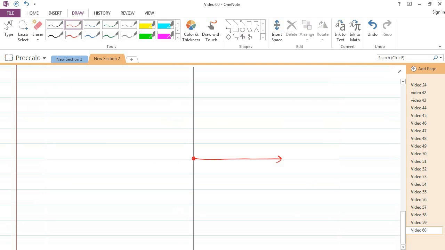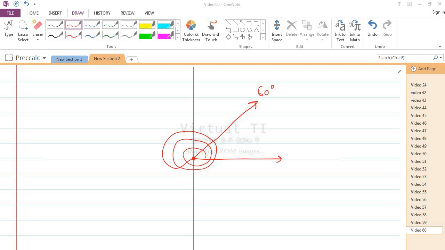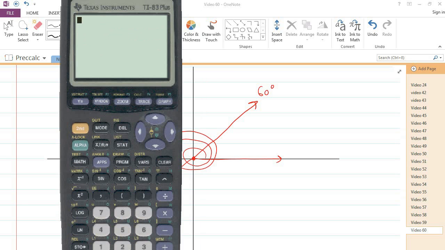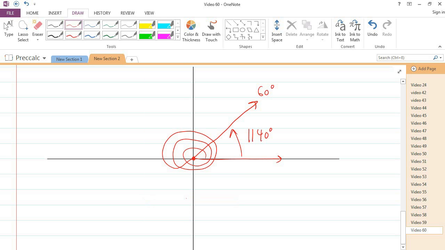One thing is, because my terminal side can land wherever it wants, I could go around the circle a few times before landing on a particular measure. This angle actually went around 1, 2, 3 times before landing on 60 degrees. So the actual measure of this angle is 360 times 3 plus 60. It's actually 1,080 degrees, because I went around several times. I can go many times around the circle and land, and that's a valid angle.